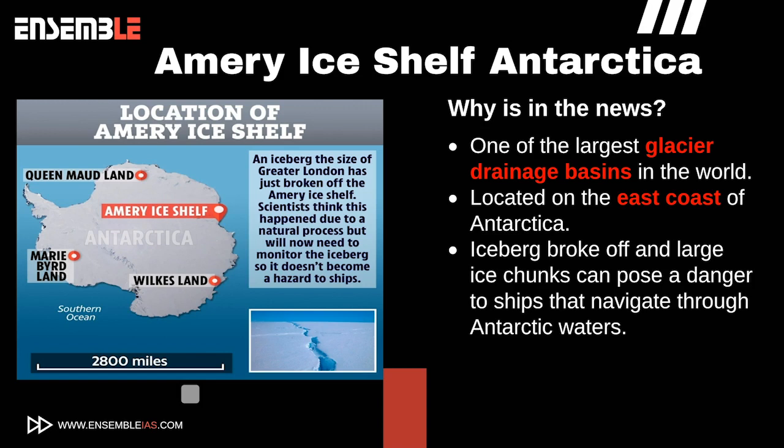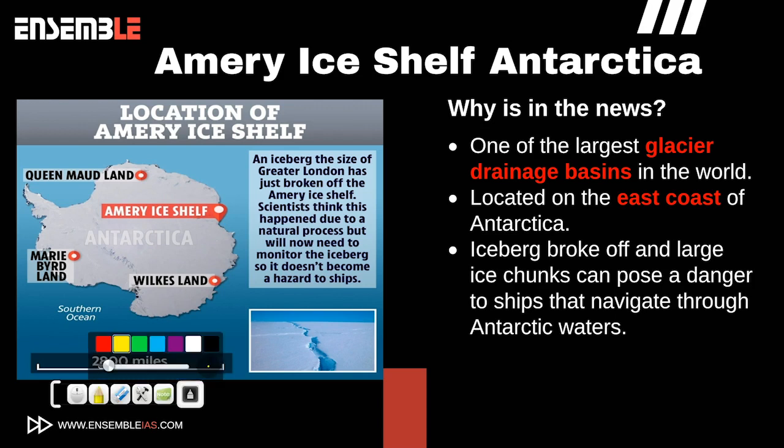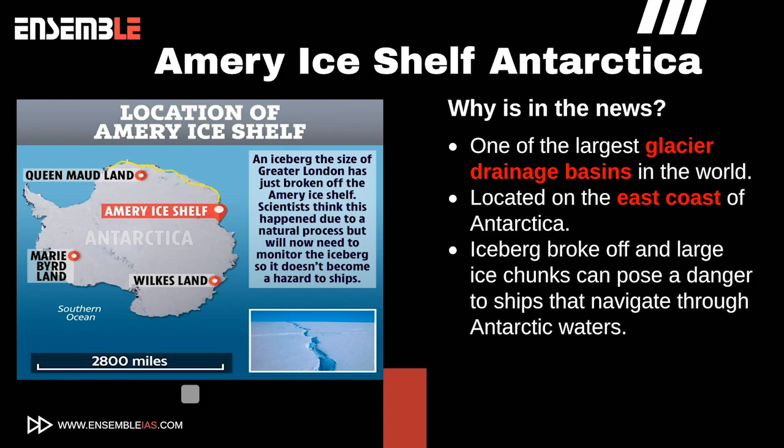Where exactly is the Amery ice shelf of Antarctica located? Here in this map, as you can see, this is the entire continent of Antarctica, the southernmost continent of our earth. Here this is the east direction and this is the west direction. Mind it, in the east direction here is the precise location of the Amery ice shelf.